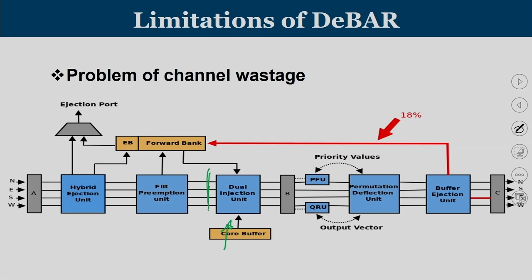So, when there was a flit waiting to enter the router pipeline, it was denied permission because all the channels had valid flits. But it so happened that after the port allocation stage, one of the flits got a non-productive port and that flit was moved out to the side buffer, essentially leading to one of the output ports going idle. This scenario is called channel wastage. So, I will rephrase the same scenario. We have a flit that is waiting in the core buffer to enter the router pipeline.